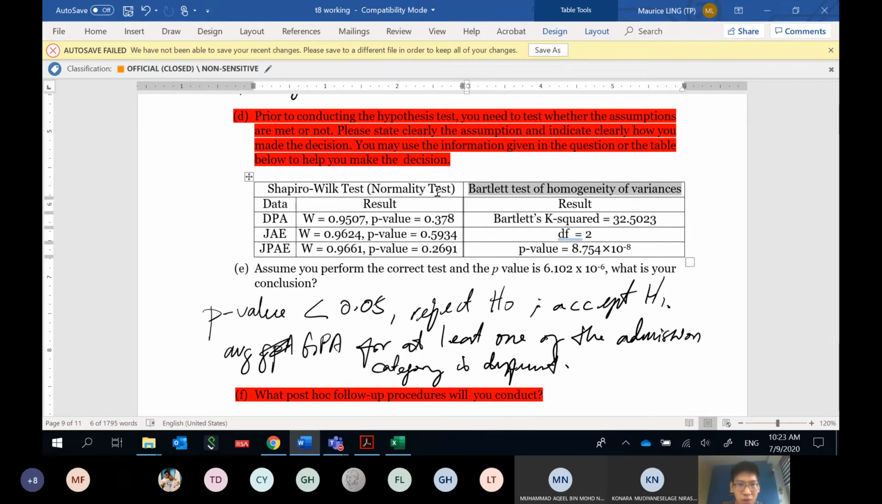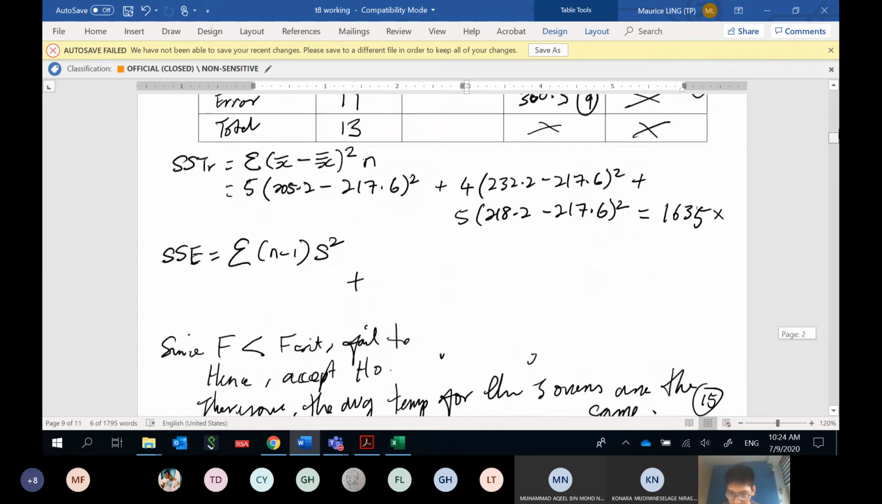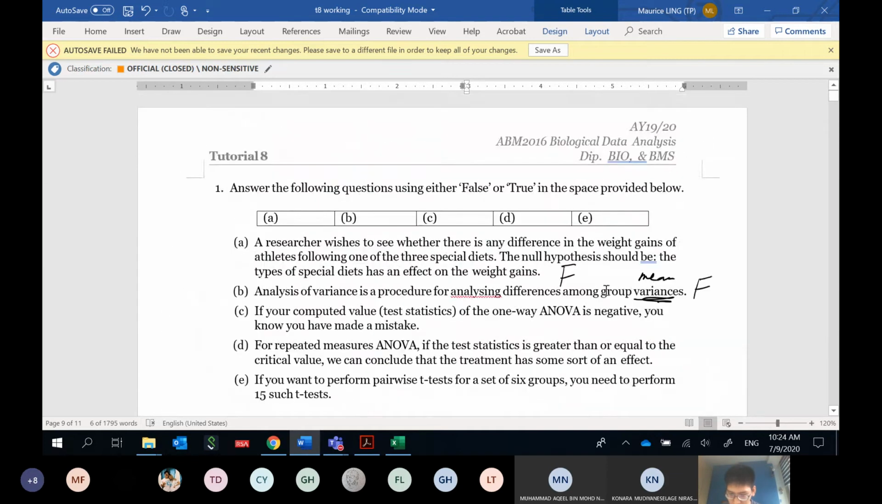In future, we'll learn a lot of other tests. These days, we seldom use the Shapiro-Wilk test, although sometimes I still use that. You can use another test called the Kolmogorov-Smirnov test, but it's much harder to calculate. Okay, Bartlett's test is used for homogeneity of variance, correct? So at least you know. When the statement is false, you have to roughly know how to change the statement to be true. Think about it.